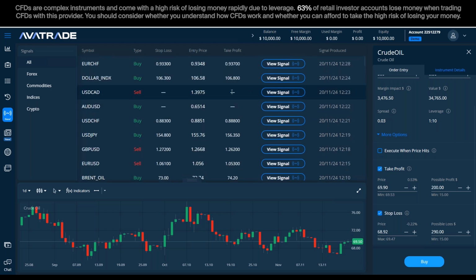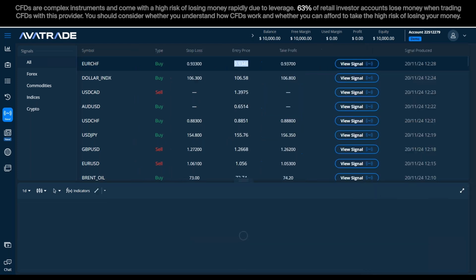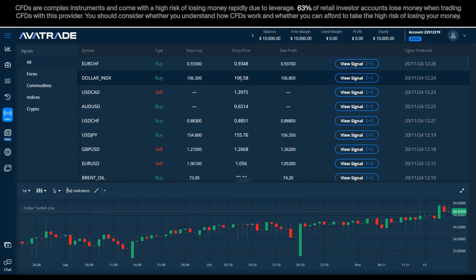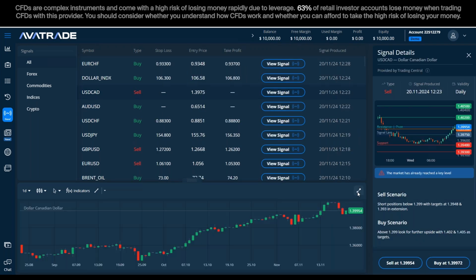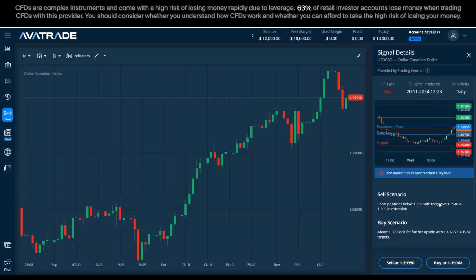One more thing I would like to mention regarding the blank areas we see here. As you can see in USD CAD, we don't get the take profit and the stop loss presented in the signal. How come? That's because, as I explained 5 minutes ago, the signals are composed on a certain approach, on a certain price, expected to get to certain levels. What happens when the market has passed those levels? Let's just click here on view signal, and we can read right away that the market has already reached a key level, which makes the current signal futile.